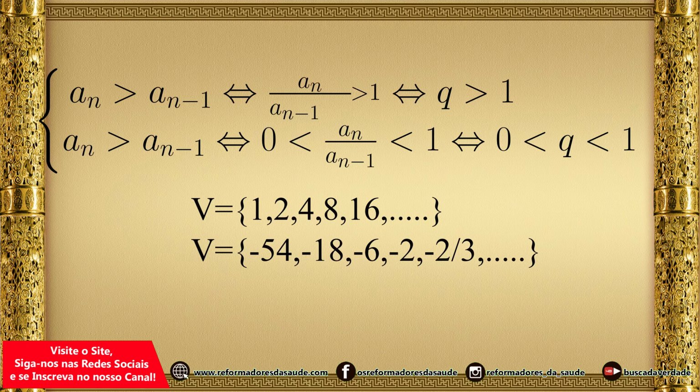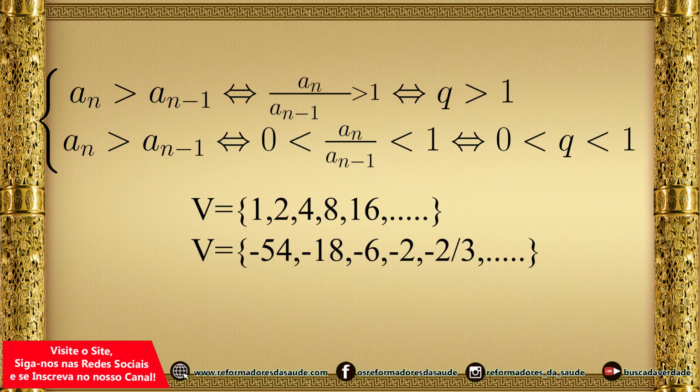For this sequence to be like this, we have that the value of q is 2. Therefore, greater than 1. Thus, every geometric progression that has a subsequent value greater than the previous one has the ratio between them greater than 1, and its q value will be greater than 1.